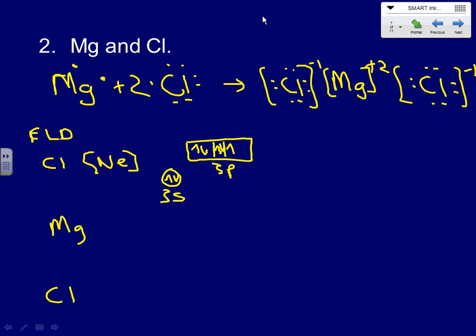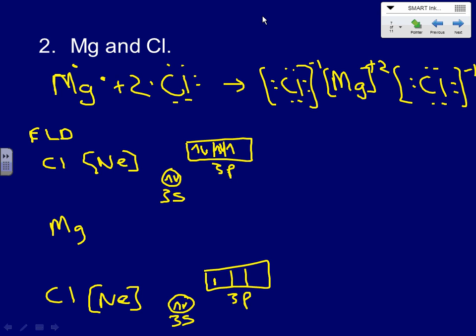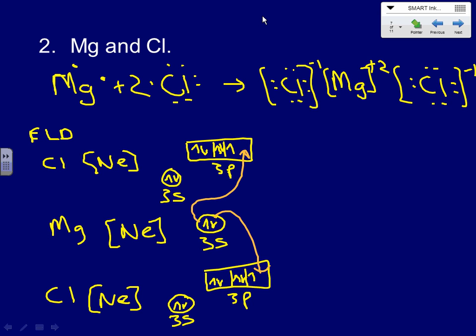And down here the same thing, neon, 3s, 3p, 1, 2, 3, 4, 5, 6, 7. And the magnesium, we're going back to neon as well, and it just has 3s, 1, 2. So we will have one of the electrons in that spot and one of the electrons in that spot.